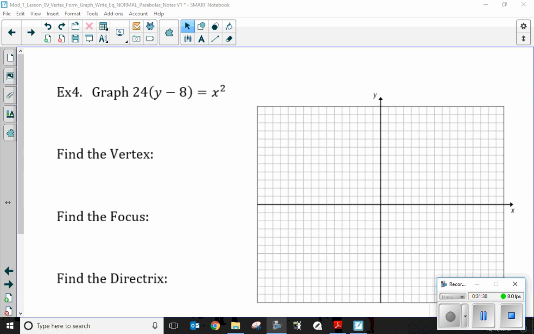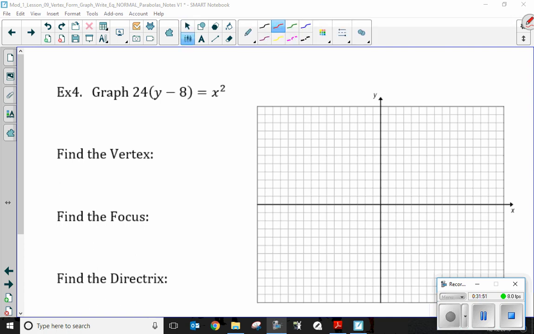This is a little different because my other equations were y equals. This is not y equals, but I am going to make this y equals by isolating my y by doing the opposite math. All right? So let's start that process.